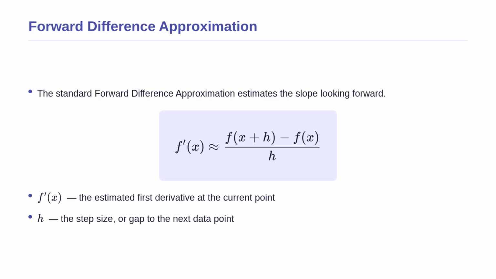Conceptually, if we want to know our current rate of change, we can look at where we are now and where we will be one step in the future. This gives us the forward difference approximation. In this formula, f prime of x is the derivative we are trying to find. We take the function value at our next point, f of x plus h, subtract our current value, f of x, and divide by the step size, h. If the step size decreases, our approximation becomes more accurate because the 2 points are closer together.